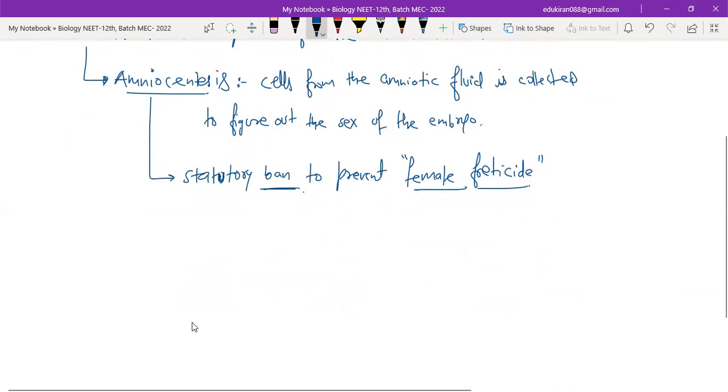But do you think this process, like amniocentesis and checking the chromosome or checking the embryo at the genetic level, is it harmful always? Can it be useful also? How can it be useful? Any idea? To detect any deficiencies. Detect genetic disorders, right?